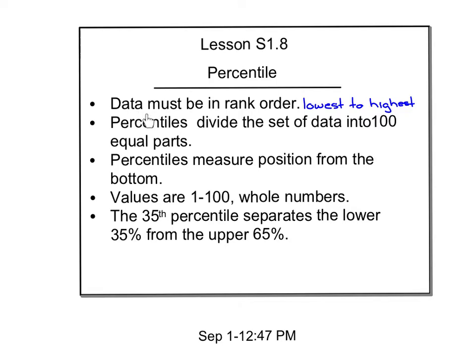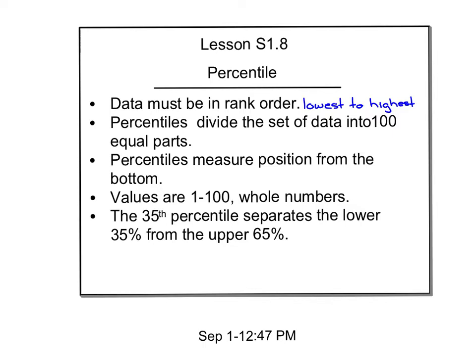Percentiles. In order to work with percentiles, we must rank our data in order from least to greatest, or lowest to highest. Percentiles divide the data into 100 equal parts. Percentiles measure position from the bottom. Values are assigned 1 through 100, which are whole numbers. The 35th percentile separates the lower 35% from the upper 65%.